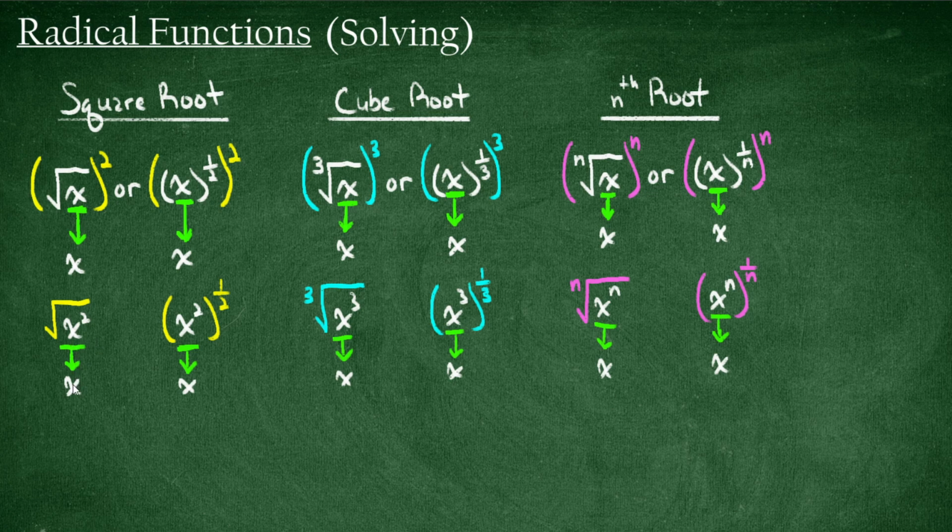And you would think that, okay, that's fine. The x's just pop out. But that's only true, really, for the odd indexed operations here. It is actually not true for the evens. With the evens, we actually have to add this plus or minus.